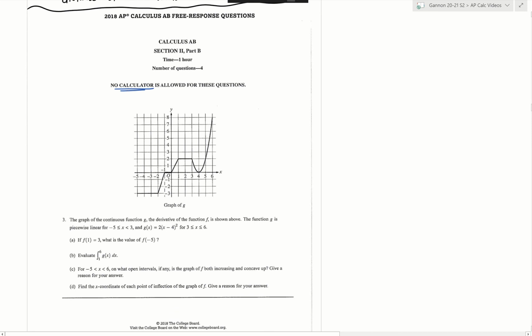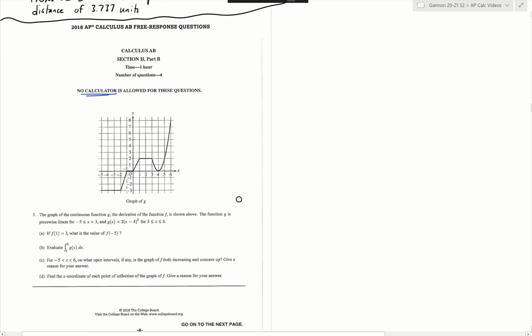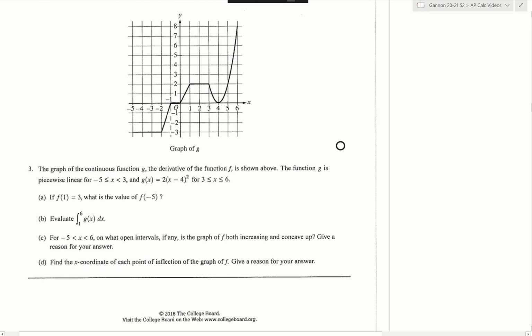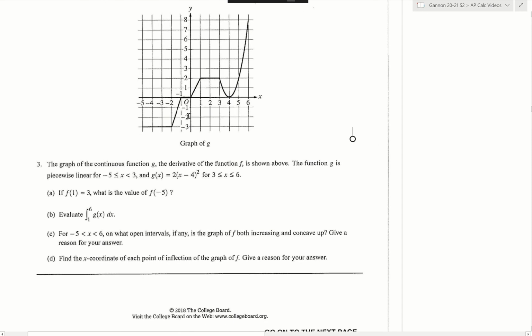all right, it's non-calculator, which it states clearly right there. All right, let's see what we got going on here. It says, the graph of the continuous function g, the derivative of function f, is shown above. The function g is piecewise linear for x greater than or equal to -5 and less than 3, and g of x is equal to 2 times (x minus 4) quantity squared for x greater than or equal to 3 and less than or equal to 6.